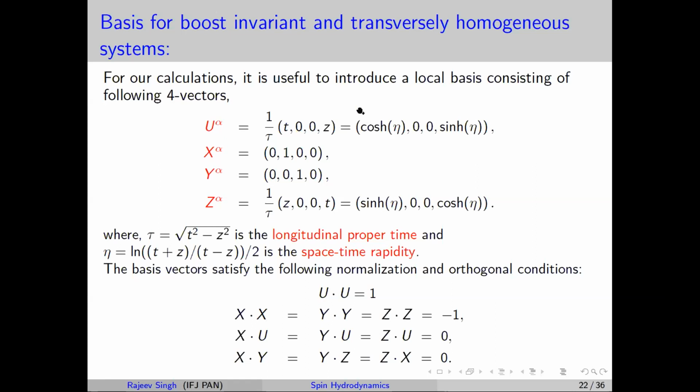And the metric signature is plus minus minus. So you can see from the conditions that u is a time-like basis vector, and X, Y, Z are the space-like basis vectors.